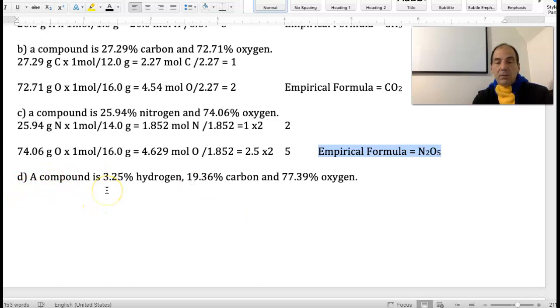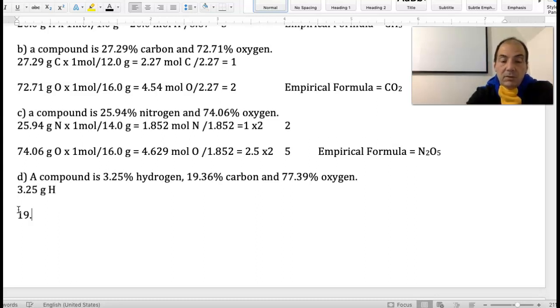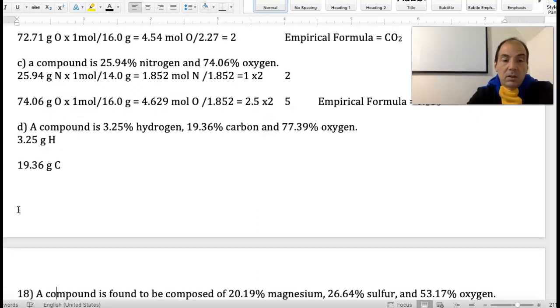All right, try part D, pause the video. I'm going to go on. All right, so we're assuming 100 grams, so 3.25% of it would mean we have 3.25 grams of hydrogen. And 19.36% would mean 19.36 grams of carbon. And 77.39% would mean 77.39 grams of oxygen.